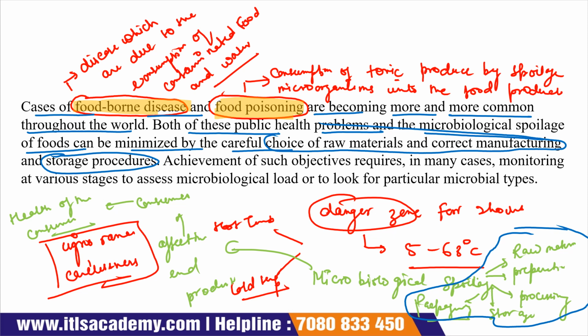Achievement of such objectives requires in many cases monitoring at various stages to assess the microbiological load or to look for a particular microbial type. So for achieving this objective, what is required is that we have to monitor the microbiological load in every stage, and along with it we also need to know the microbial types. Okay, so in the next slide we are going to discuss all these things.